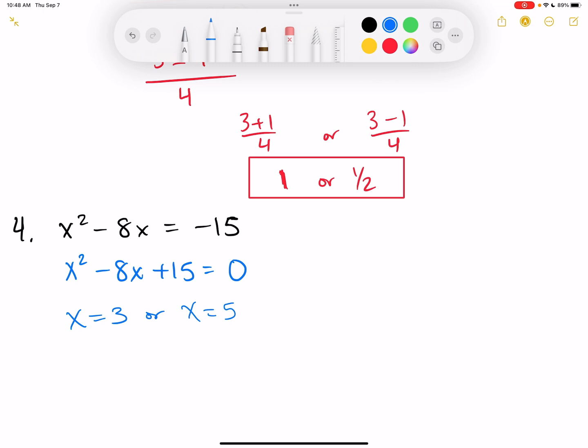And this is just supposed to be a tool to help you. Obviously, this one we could have factored into x plus 5 and x minus 3, and we would have gotten the same thing. But like the next one, you wouldn't be able to factor it.